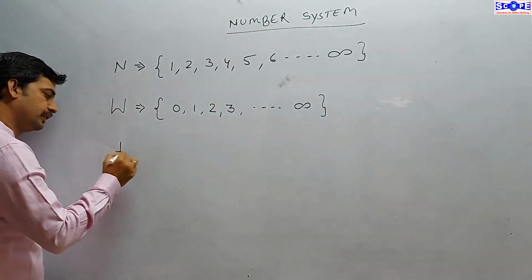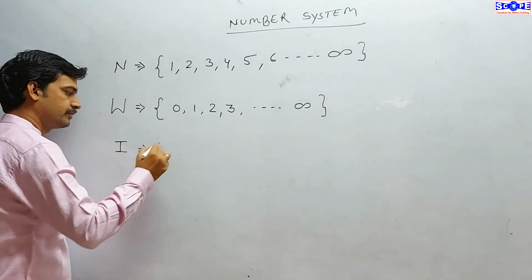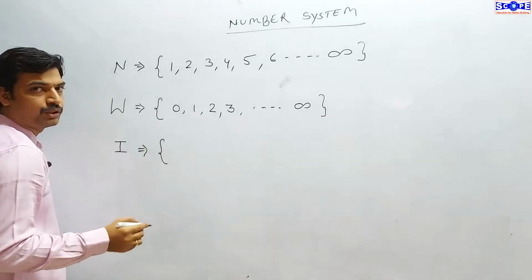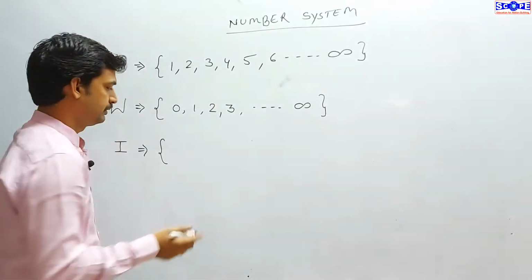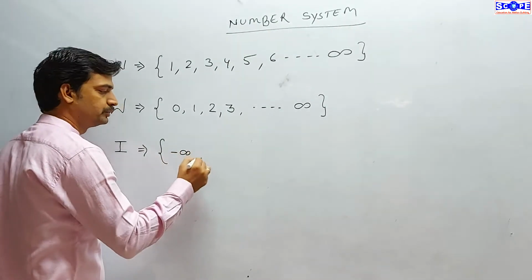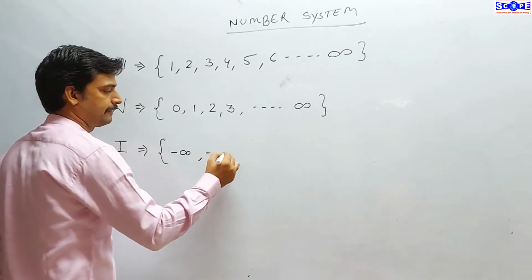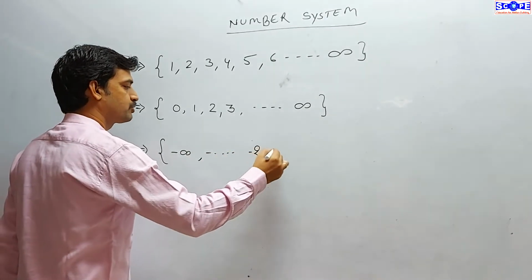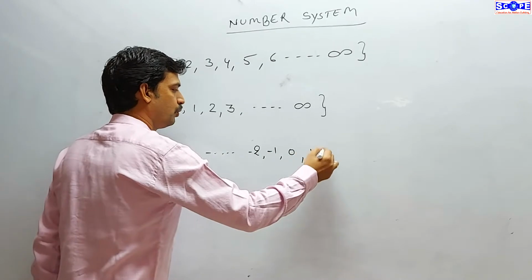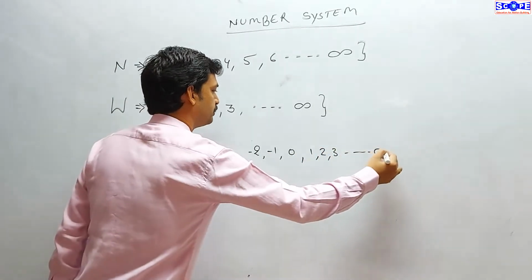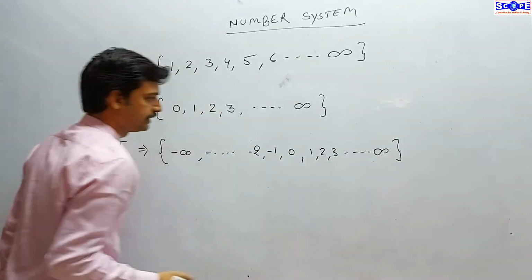Then we come to integers, I. Integers means all negative and all positive numbers. So minus infinite to minus 2, minus 1, 0, 1, 2, 3 and up to positive infinite. This is what the integers are.